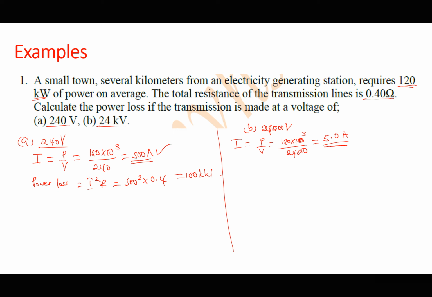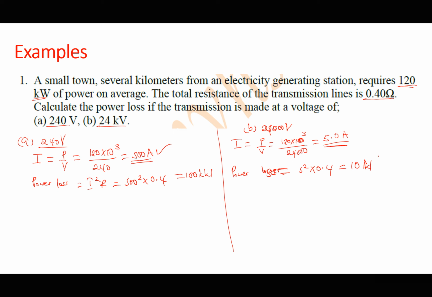But remember, the town requires 120 kilowatts. If 100 is lost, it means the town will only receive 20 kilowatts. Let's check the power loss on the other side. If we have transmitted the power at high voltage, in other words, if we have stepped up before transmission, the power loss is equal to I squared times R, which is 5 squared times 0.4. So it is 25 times 0.4, which must be 10.